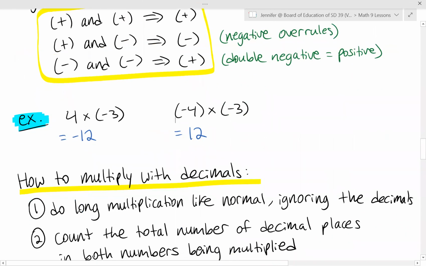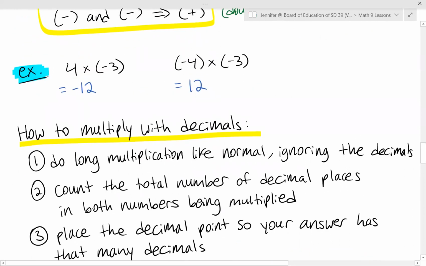So how do we multiply with decimals? Hopefully you remember how to do long multiplication by hand. And the good news is we just do the exact same thing. We do long multiplication like normal, and we can ignore the decimal places for now. So if we had, let's say, 1.75, you basically just turn that into 175 and completely ignore the decimal at the beginning. For your final answer, you have to put the decimal places back in.